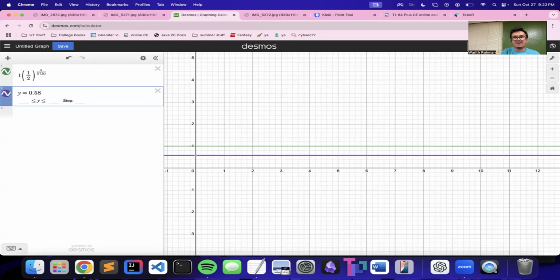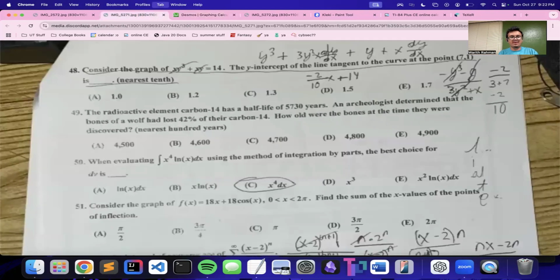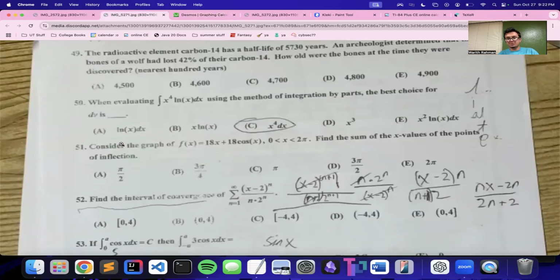Now, normally you wouldn't graph this. What you can do is if you take the log base a half, which is slightly cursed, of 0.58, that's equal to x over 5730. So 5730 times this is 4503. That's your answer, 4500.